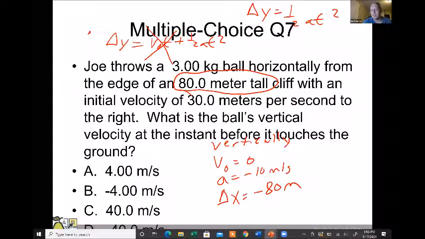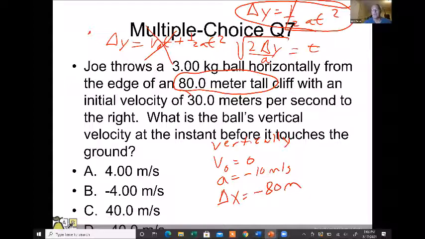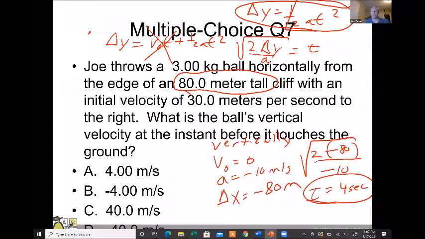So I'm going to multiply both sides by 2 to get rid of that 1/2. I'm going to divide both sides by a. And I'm going to take the square root of both sides. So this is just this whole equation solved for time. And then I'm going to plug in my values. So it's 2 times delta y. Delta y is negative 80 over my acceleration, which is negative 10, and then take the square root of that whole thing. And when I do, I end up with a time of 4 seconds. So it takes this thing 4 seconds to get to the ground.